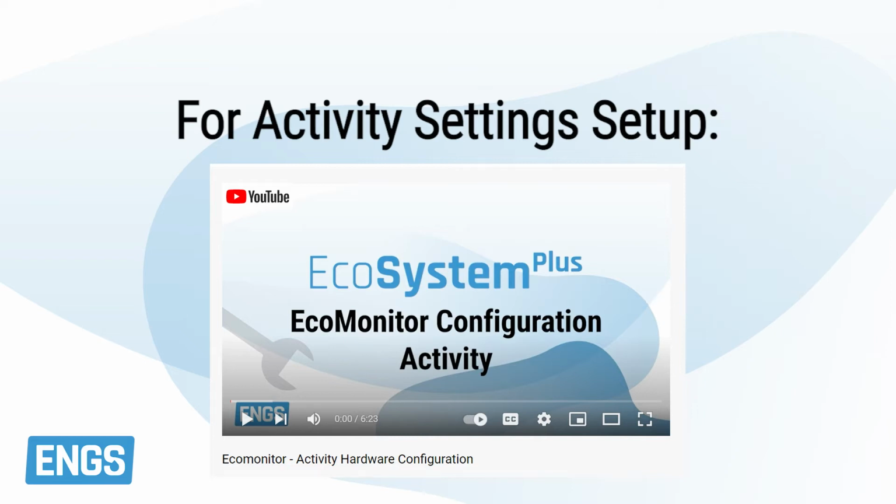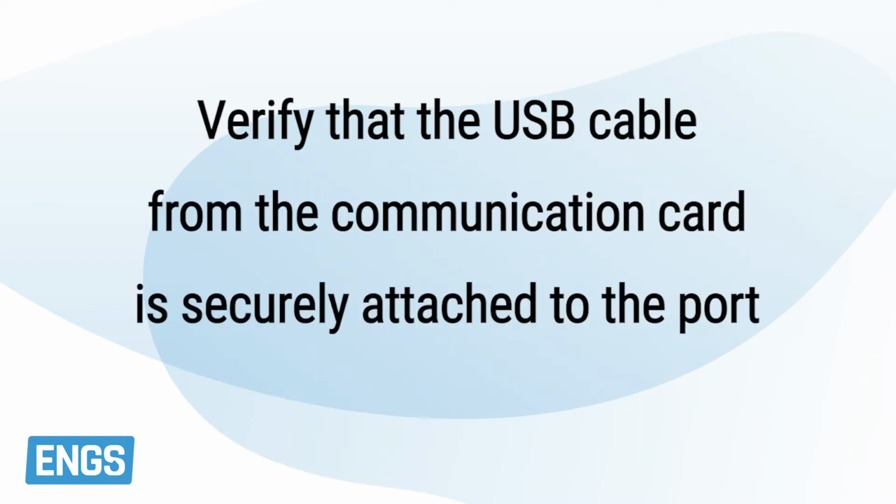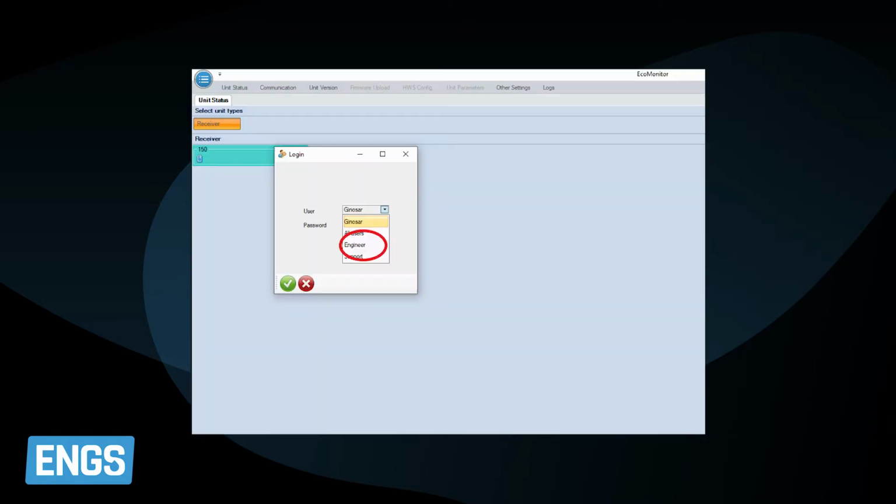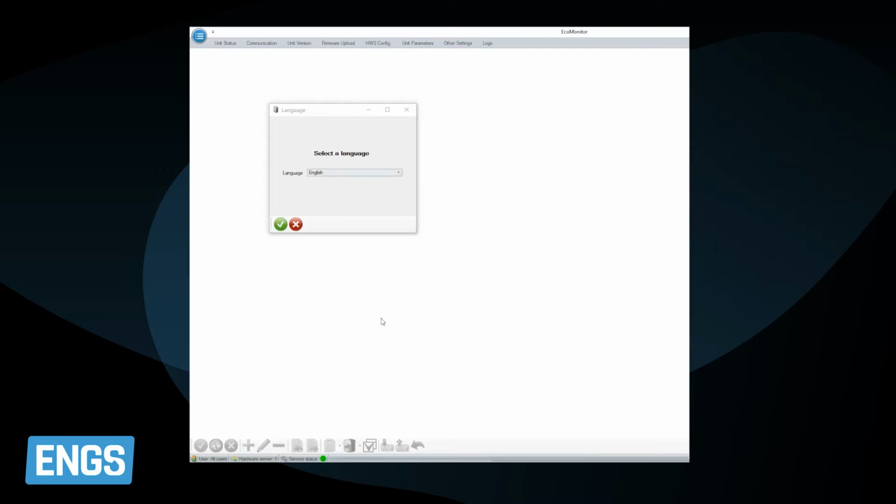Let's begin. First, check to see that the USB cable from the communication card is connected securely. Double-click on the EcoMonitor to open. Log in as engineer to activate the main menu. On a new system, the EcoMonitor will first open a Select Language screen. Select your language and apply. Then it will automatically show the HWS config.